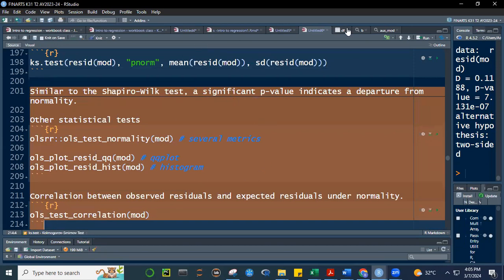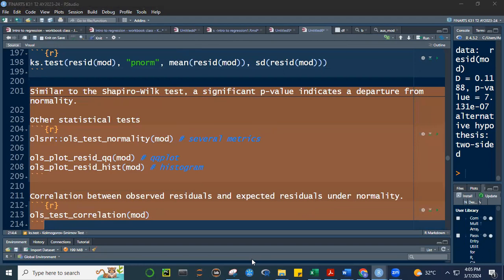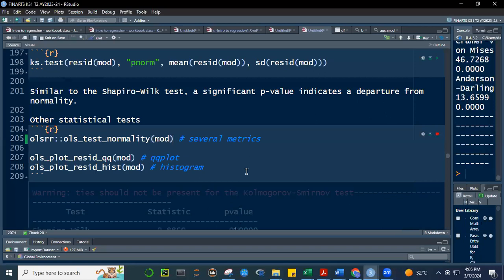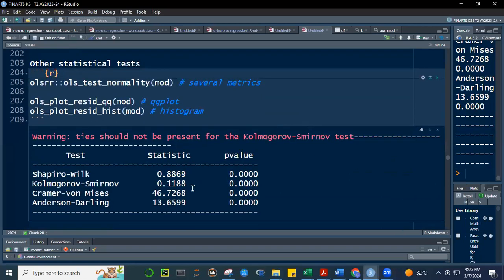Control C, Control V. So last, okay. So there's a good statistical test also from olsrr. Itong ols_test_normality. So olsrr is not only used for stepwise regression, pati yung test ng linear model natin. So if we run this, class, magbibigay siya ng apat na test.